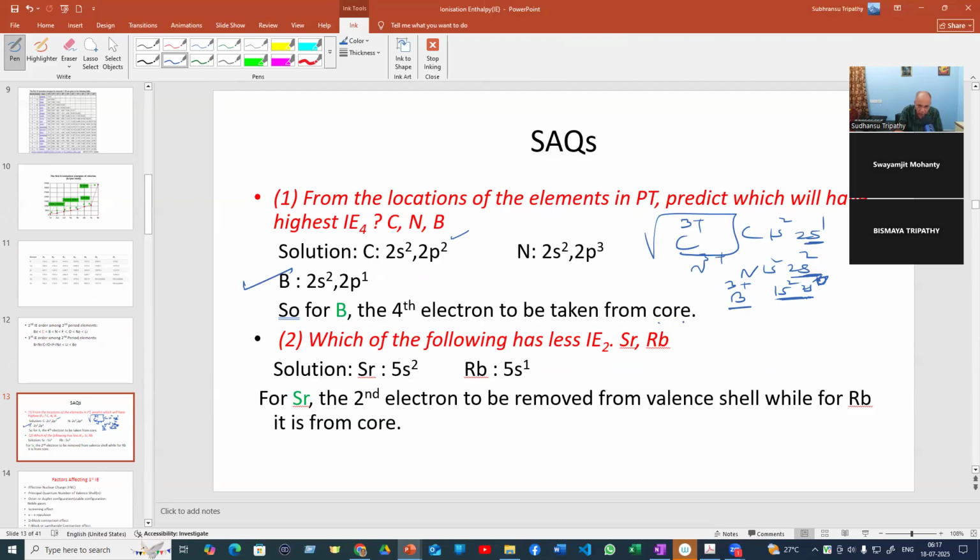The fourth electron of boron is to be taken from the core, meaning duplet configuration or octet configuration, so the highest order for fourth ionization energy.